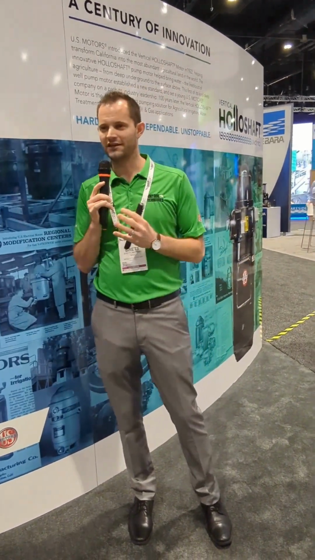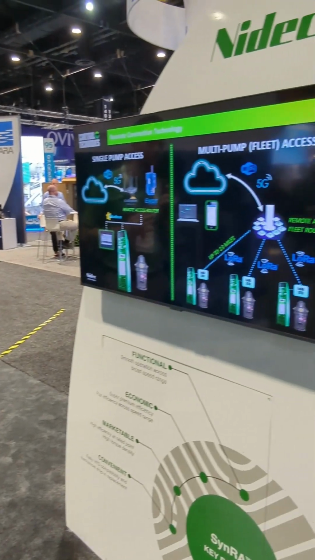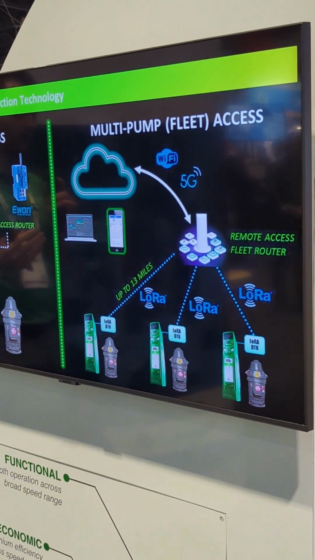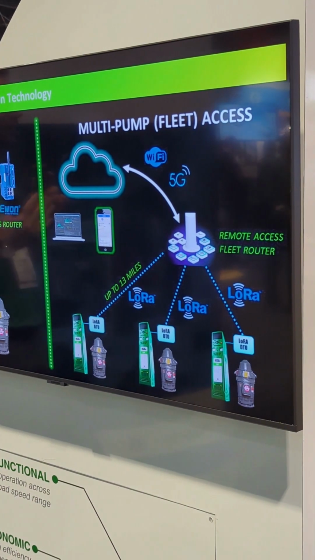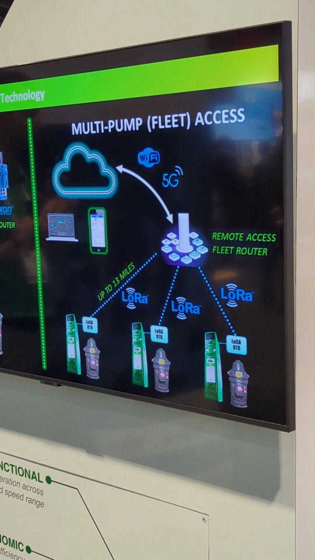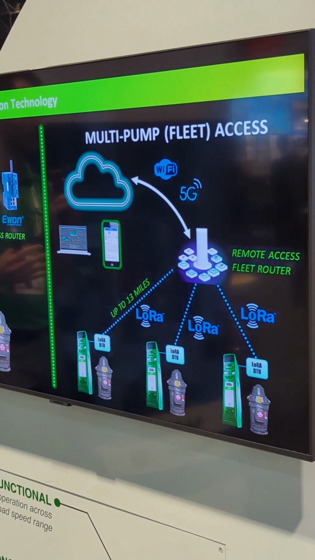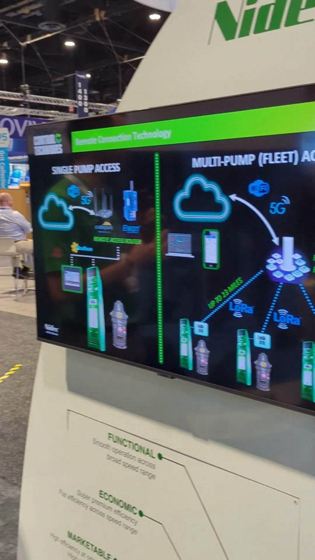The other way we can do it is fleet access, and there's a lot more technology around this today than there was a few years ago. We have a partner within Control Techniques called Lexi. We use something called LoRa, so it's long-range Wi-Fi, very low power, up to 13 miles per drive. So if you have to cover 26 miles in a square, you could do this with LoRa, long-range Wi-Fi, back to a remote access fleet router.